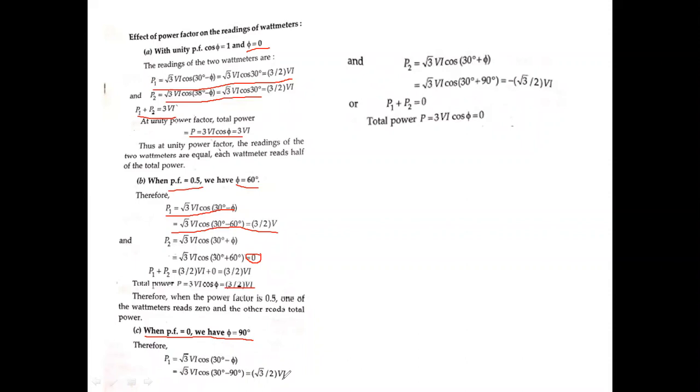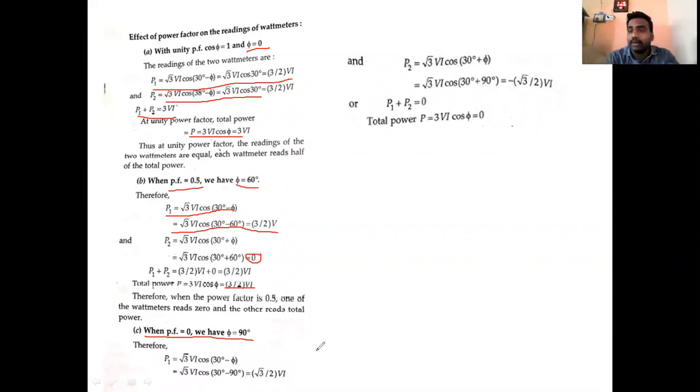Under this type of 0th condition, we have to reverse the current coil or potential coil terminals such that the wattmeter will show a positive reading. When the power factor is 0, the needle will show a negative deflection. In order to nullify that negative deflection, we have to reverse the current coil and pressure coil elements.